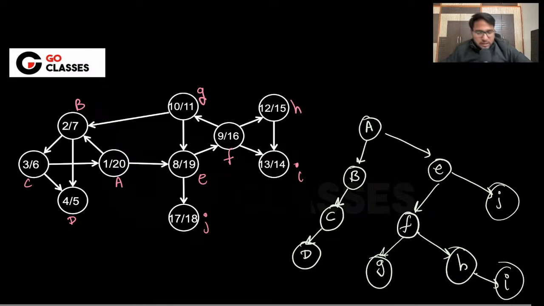Okay, so I think this is the tree that you are getting. Now this is the tree that you are getting. Can you classify the rest of the edges? Maybe if someone asks you between C to A, if that is the edge, then what kind of edge is this? This edge is what kind of edge between C to A?